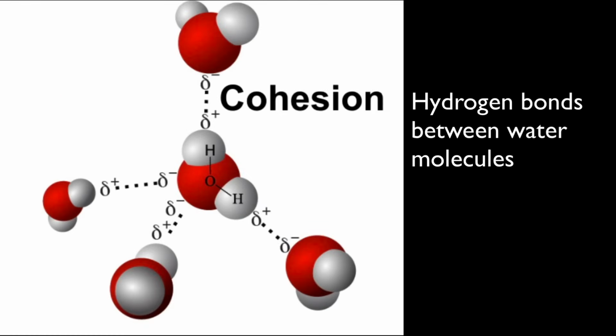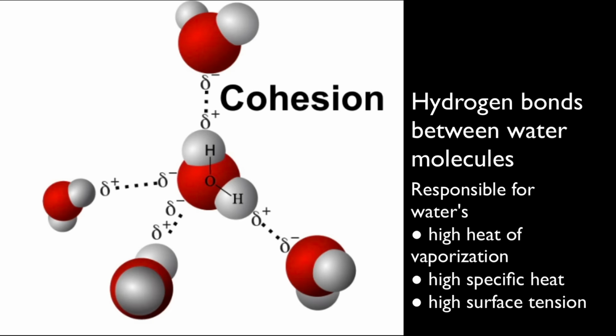Cohesion, that's hydrogen bonds between water molecules. So this is cohesion right here. And it's responsible for many of water's very peculiar properties. It's a very small molecule, but it has a very high heat of vaporization. It takes a lot of energy to get water to evaporate. It has a high specific heat, it can hold a lot of heat, and it has high surface tension, which we'll talk about below.